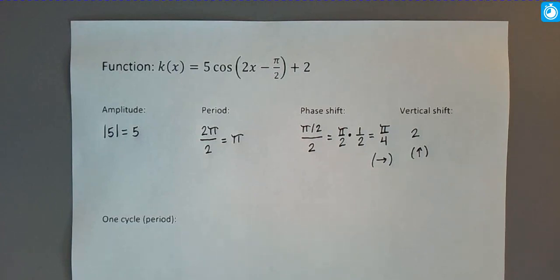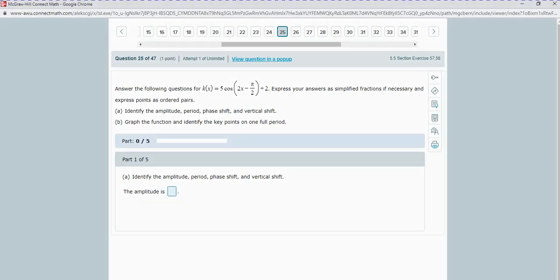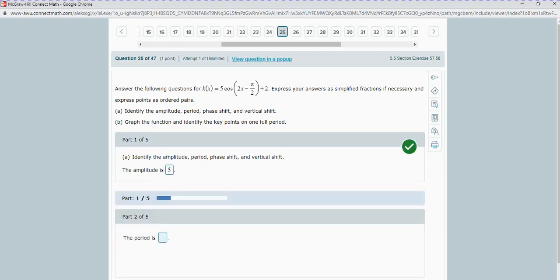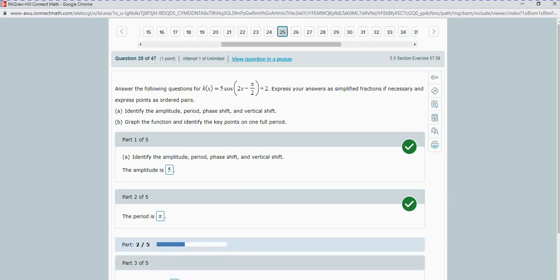So let me flip screens real quick. Okay, so our amplitude, we determined that our amplitude is 5. So let's check that. Okay, that looks to be correct. Now we determined that the period is pi. Now notice we're not going to be able to type in pi, but we have the pi button here, so we can just use that button. Let's check it. Okay, that's also correct.